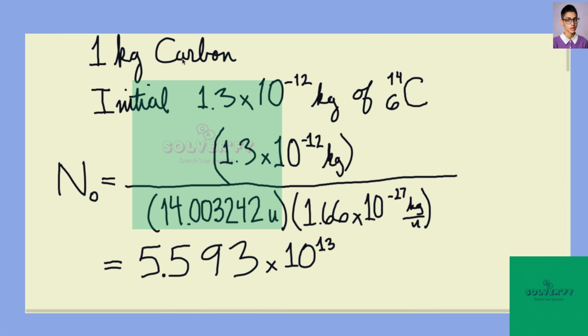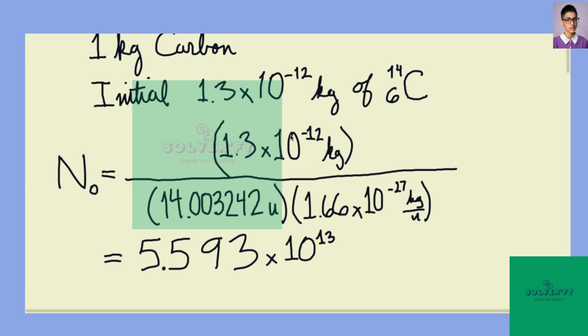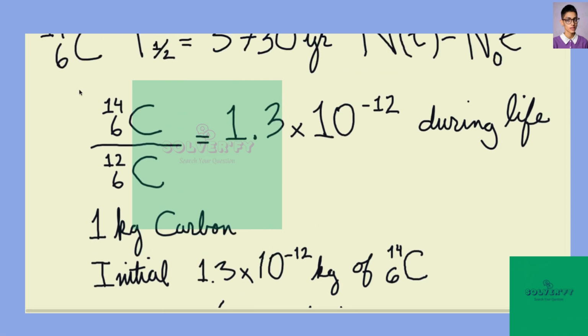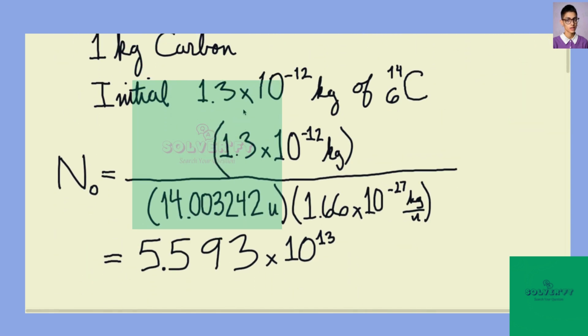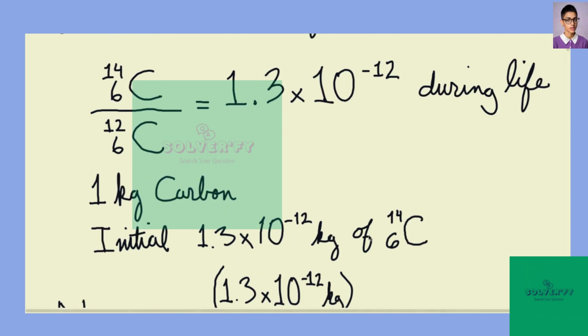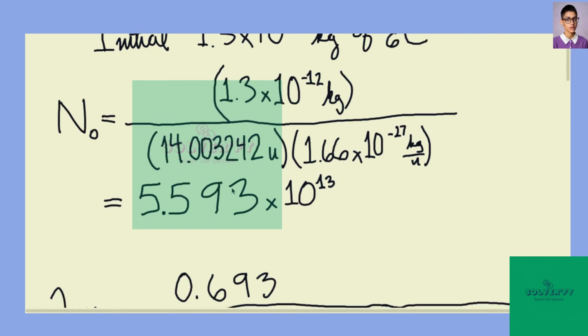So a given in this problem is that there is 1 kilogram of carbon in the animal's bone at the time of death. So we can find out the initial amount of carbon-14 isotope using this proportion that we found in the text. And that turns out to be 1.3 times 10 to the negative 12 kilograms for 1 kilogram of carbon. Next, we need to find out how many carbon-14 atoms there were initially at the time of the animal's death.